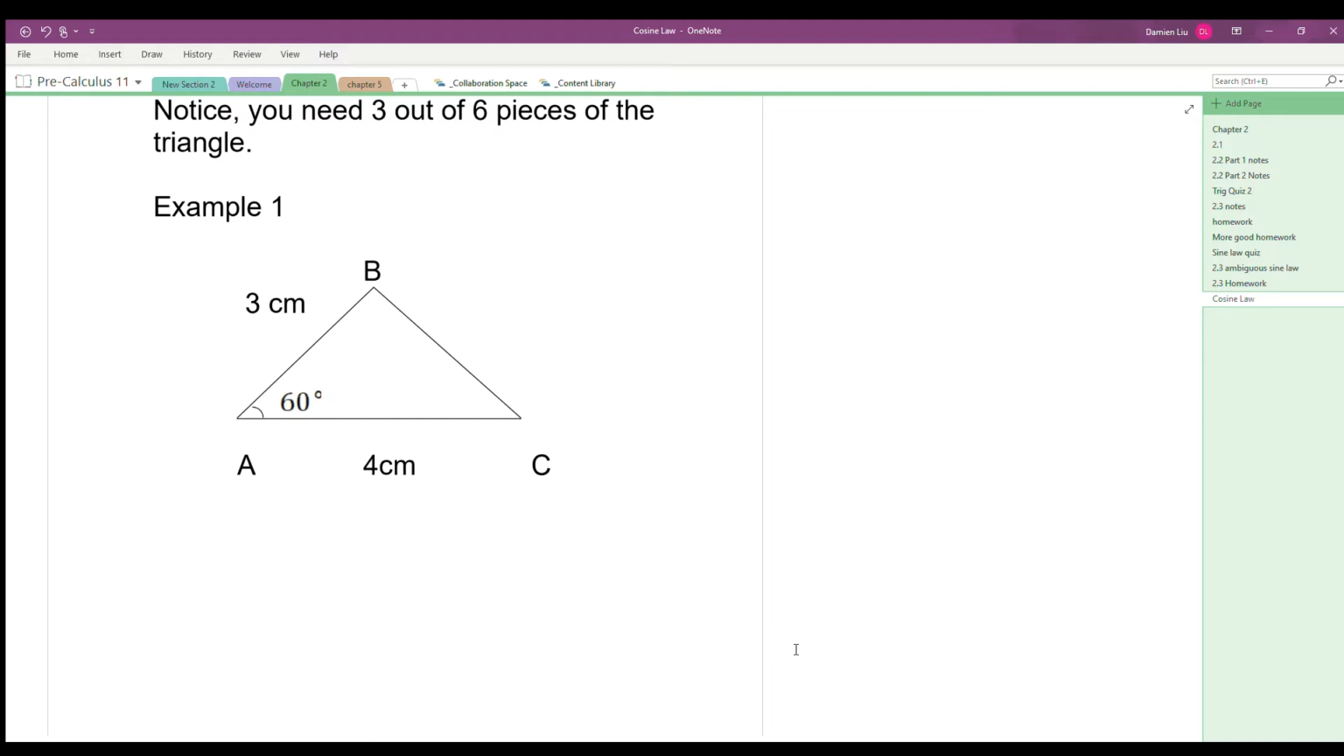I don't have the side opposite AB, which is 3 centimeters, little c in other words. I don't have angle C, and I don't have angle B, right? I have 4 centimeters for AC, or little b, but I don't have it.